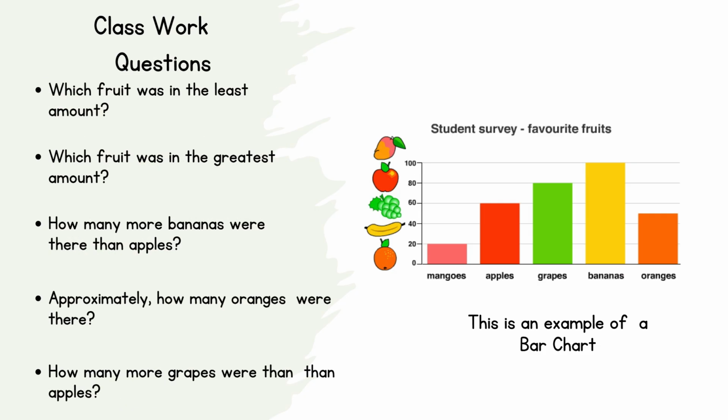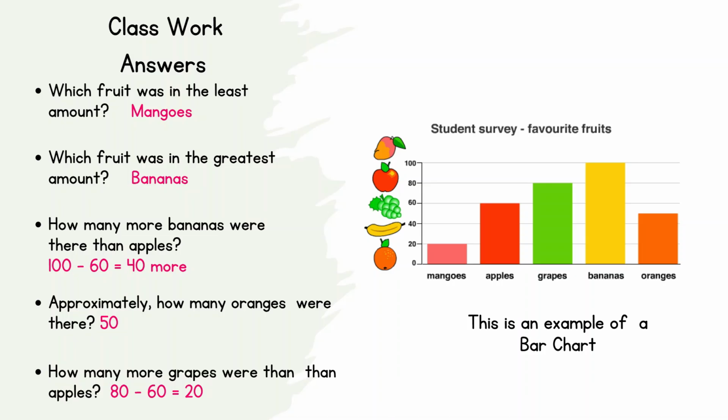Here's the other graph based on a student's survey about favorite fruits. This again is an example of a bar chart. Here are the questions. Which fruit was in the least amount? Which fruit was in the greatest amount? How many more bananas were there than apples? Approximately how many oranges were there? And how many more grapes were there than apples? So pause the video, look at the graph, examine the graph, and then try to answer the questions.